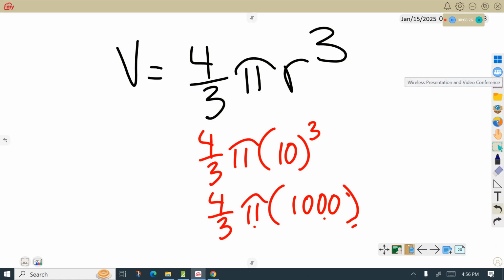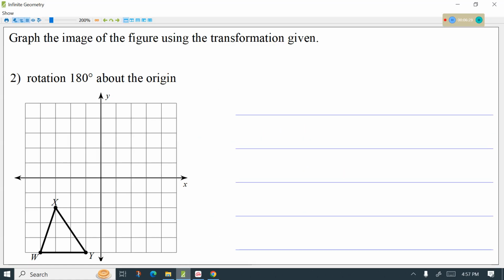So number 3, the answer is in your answer key. So I'm not going to let the video get too long by doing number 3. But we'll take a look at number 4.